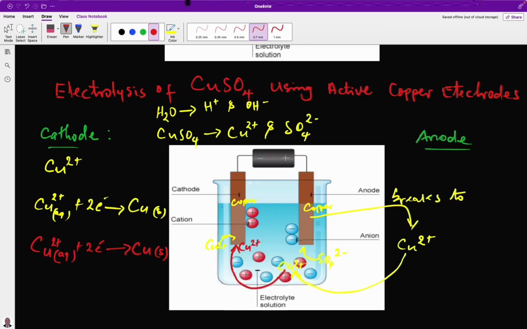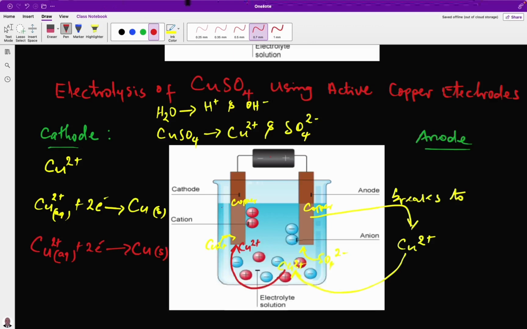At the anode, what happens? The sulfate will not do anything because the electrode is active and the electrode is copper. So this electrode, which is copper, will break, and when it breaks, it releases copper ions into the solution.